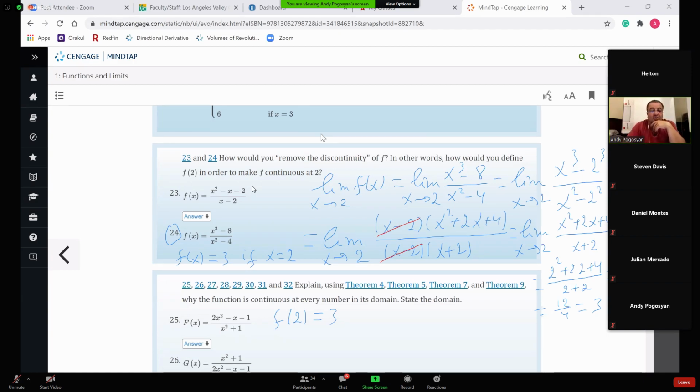So find the limit. It should exist definitely. And make your function have the same value at x equal to the discontinuity point. So we'll remove the discontinuity. Okay, any question?